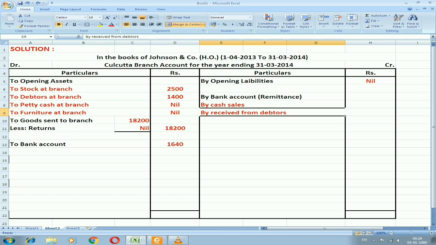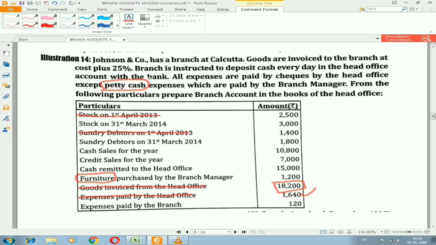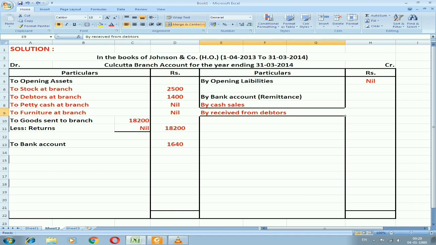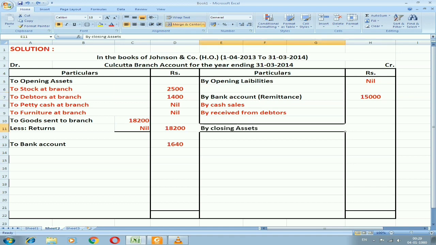It may be cash sales or cash received from debtors, whatever income is sent to the head office. Here they have given it in the name itself, that is cash remitted to the head office. They have already given the full information, 15,000. We also have cash sales in the problem and cash received from debtors, but we are not going to record that. Here they have directly said that the money is being remitted to the head office, that is the reason I have entered the 15,000 directly.